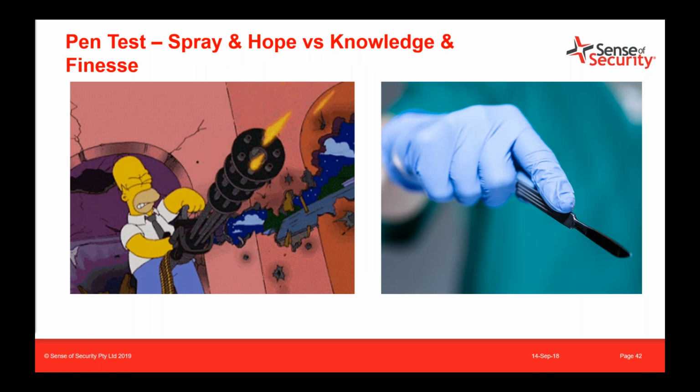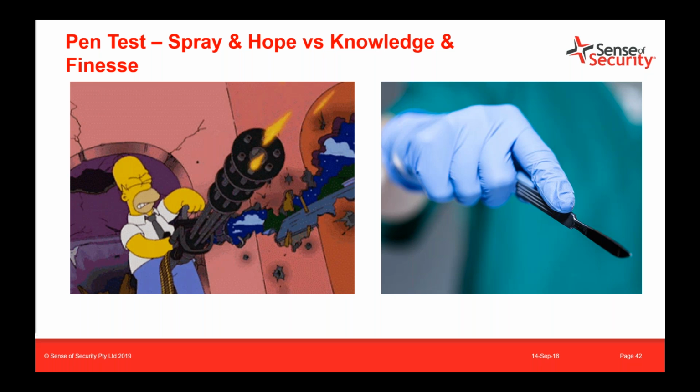On the left-hand side over here, we see Homer Simpson operating a rotary cannon. And on the right-hand side, we see the finesse of a surgeon with a scalpel. Now, ordinarily, one might think that Homer Simpson in this case is just basically shooting and praying, hoping that he might be able to attack an environment. It's not necessarily the case in this example.